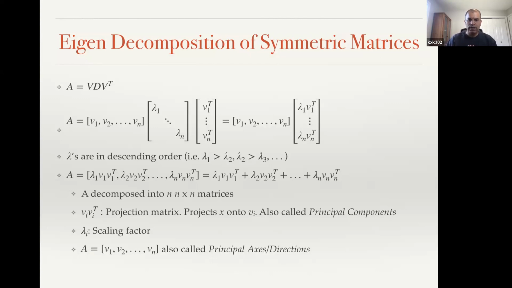And V1 transpose is called a projection matrix. We're going to show with an example what that means. All it does is it projects X, which is what we're transforming, onto the eigenvector Vi. These eigenvectors are also called principal axes. And the projection of X onto those eigenvectors is called principal components.